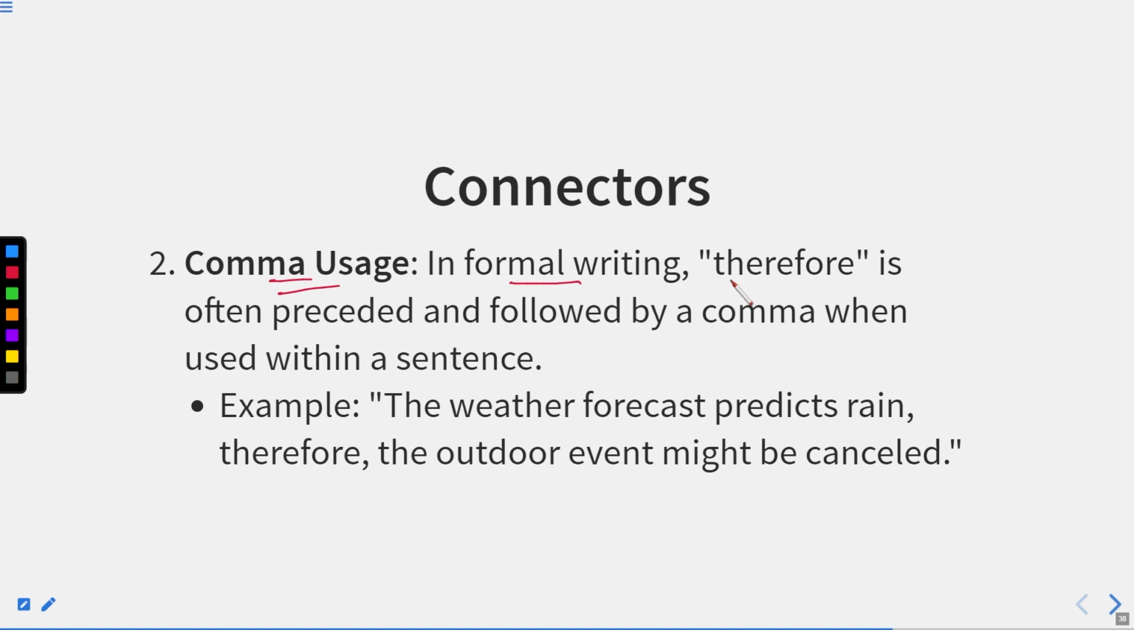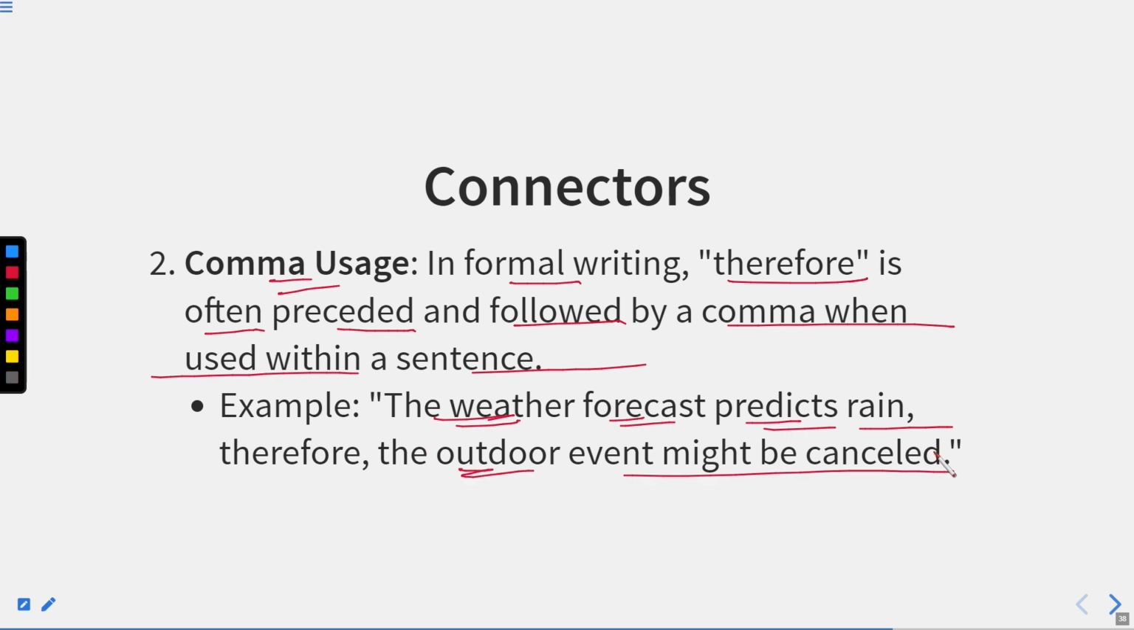Comma usage. In formal writing, therefore is often preceded and followed by a comma when used within a sentence. For example, the weather forecast predicts rain. Now, what has the forecast predicted? The weather forecast predicts rain. Okay, so they are saying that rain will occur. Therefore, the outdoor event might be cancelled.